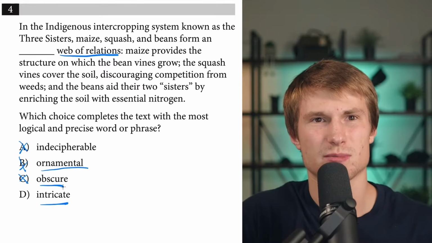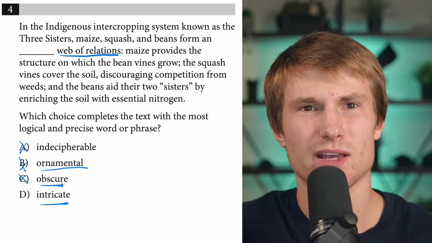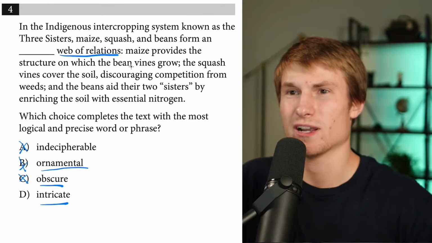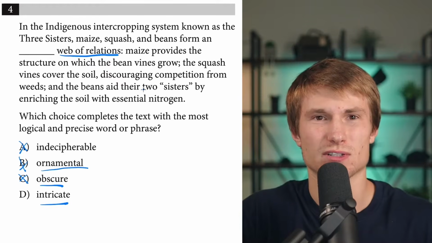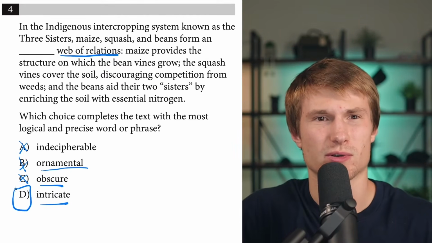Intricate would make sense because obviously it's kind of in a way, a complex sort of arrangement between the three, right? They're sort of interwoven together in an intricate web of relations, okay, where each is sort of dependent on the other. So that would make the most sense here. So our answer for 4 would have to be D.